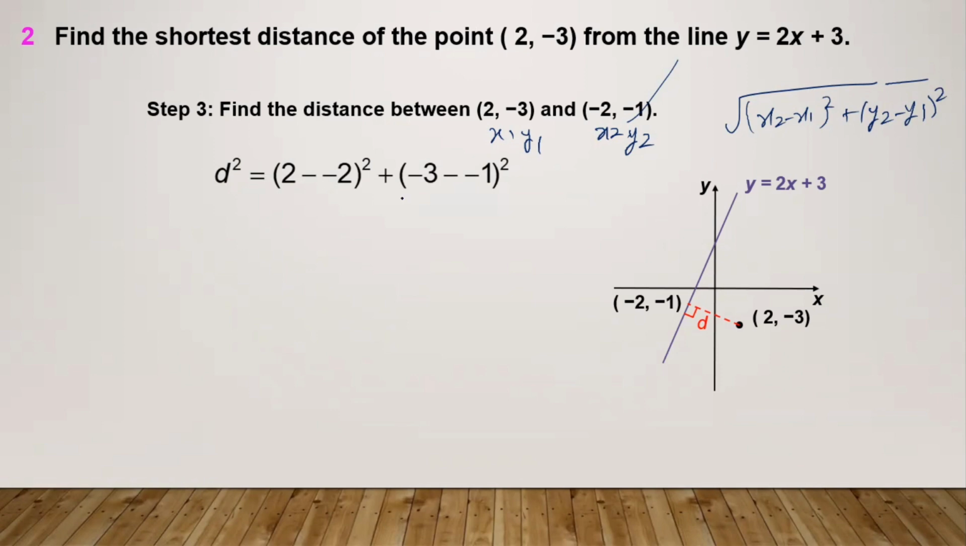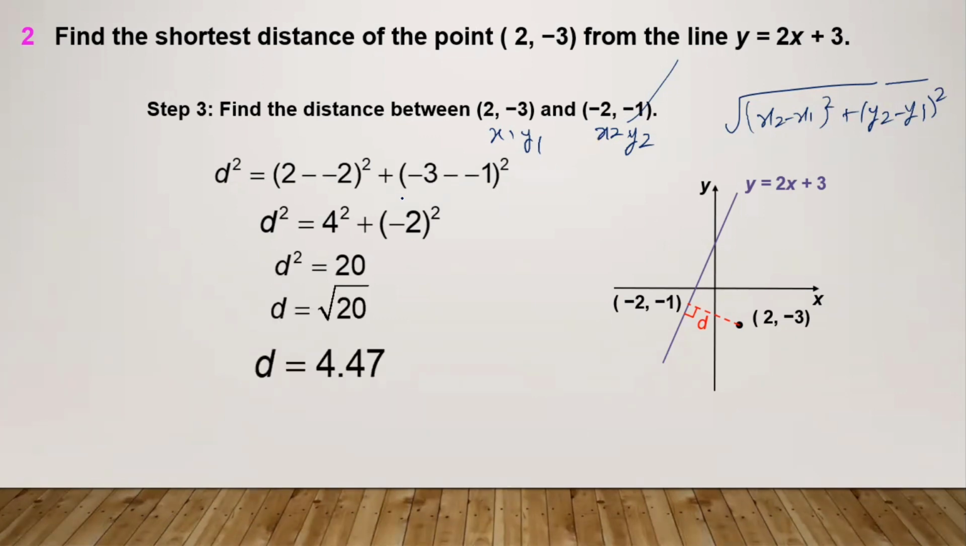Minus of minus 2 is plus 2. This you get 4 square plus (-3 + 1) becomes (-2) square. 4 square is 16 and (-2) square is 4. So we get 16 + 4, which is 20. Use your calculator. So you get d = root of 20, which is 4.47. So this is how the distance of the point (2, -3) from the given line y = 2x + 3 is going to be 4.47 units.